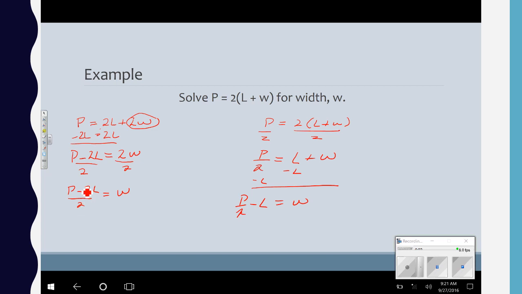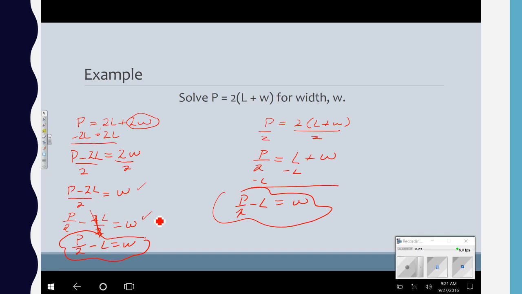If you think about how you add and subtract fractions, I could split this and write it as P divided by 2 minus 2L over 2 equals W. And then my 2's would cancel. And as you can see, we have the exact same equations. Any of these are good solutions.